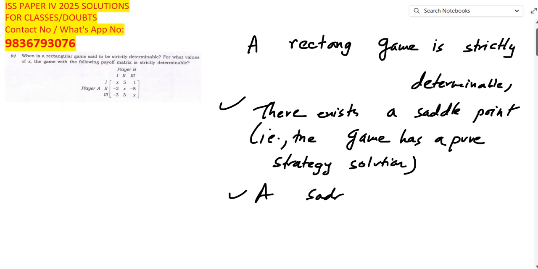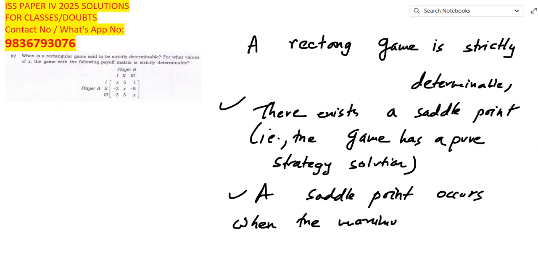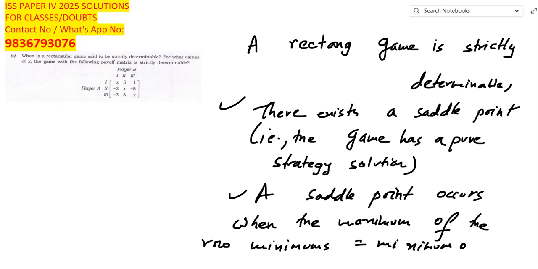And a saddle point occurs when the maximum of the row minimums is equal to the minimum of the column maximums.